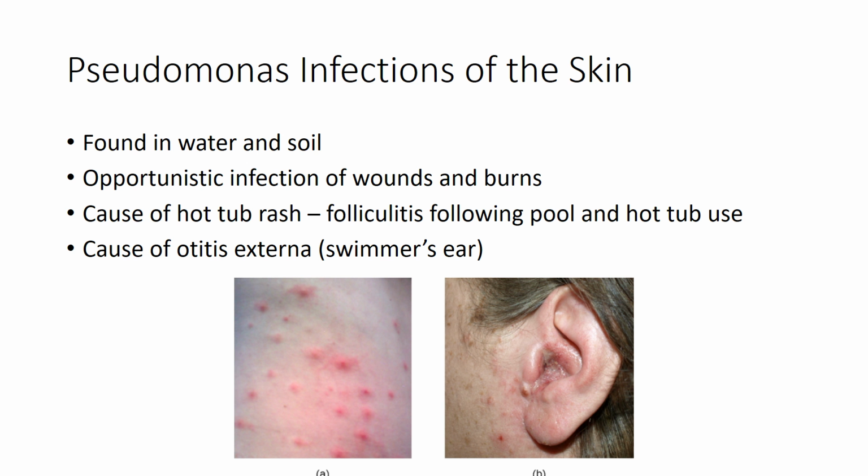So something probably a little less disturbing, let's talk about some ear infections. Pseudomonas is the most common bacteria that causes swimmer's ear. You can also get a Pseudomonas infection from a swimming pool or a hot tub that appears just as a red rash on the skin. So you can see that in either picture. Pseudomonas is also commonly found as an opportunistic infection in burn victims.